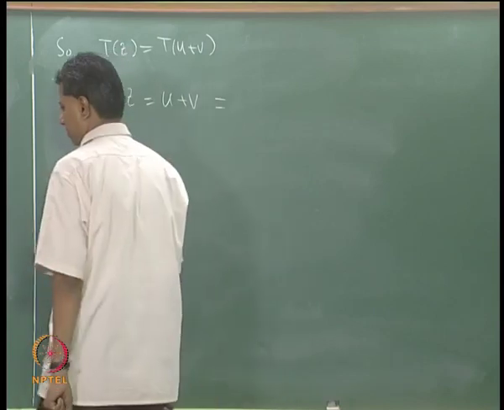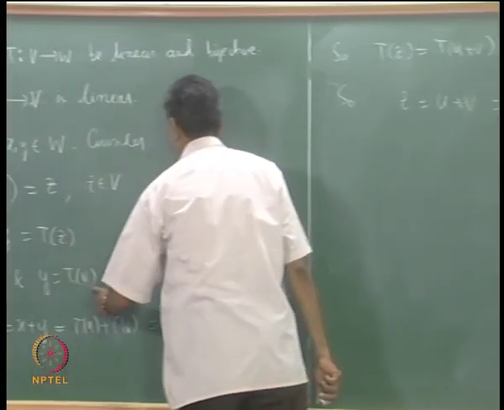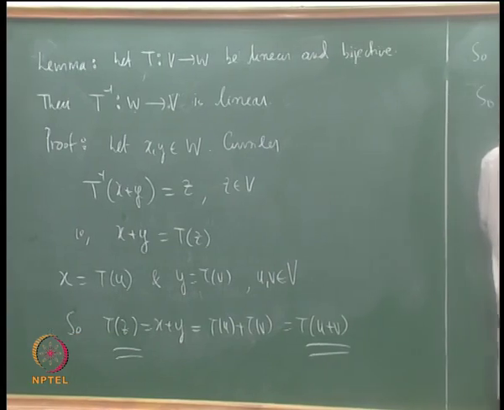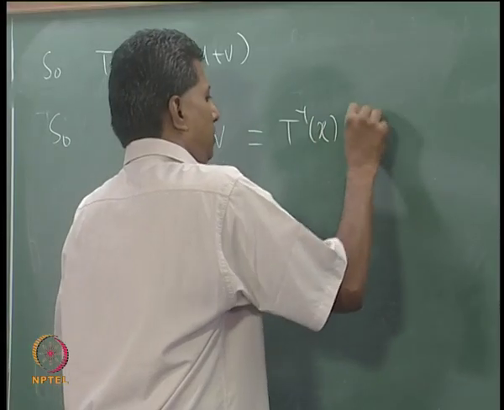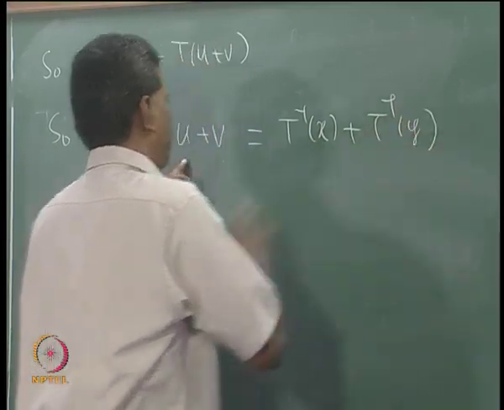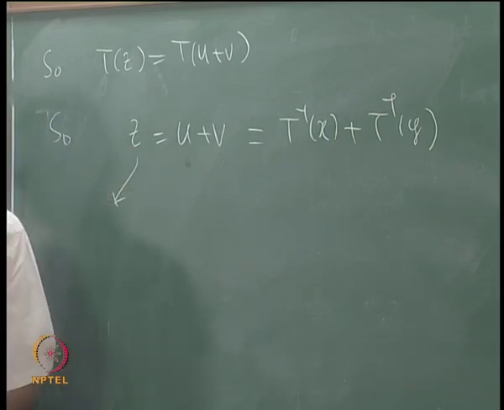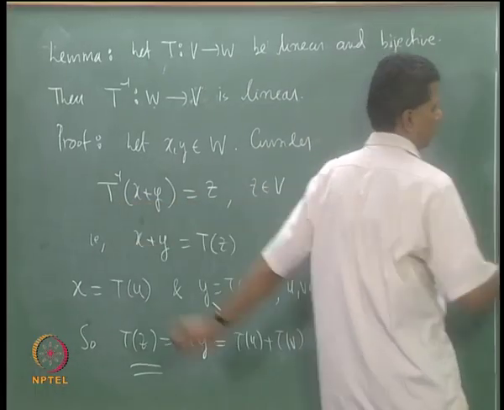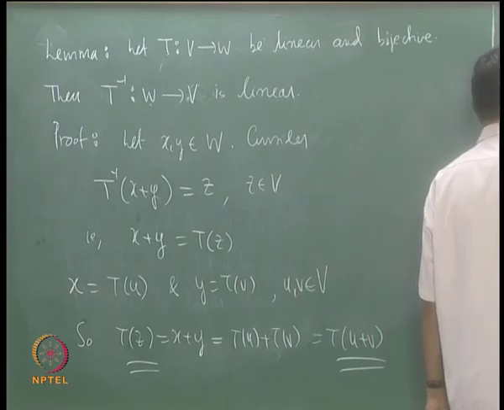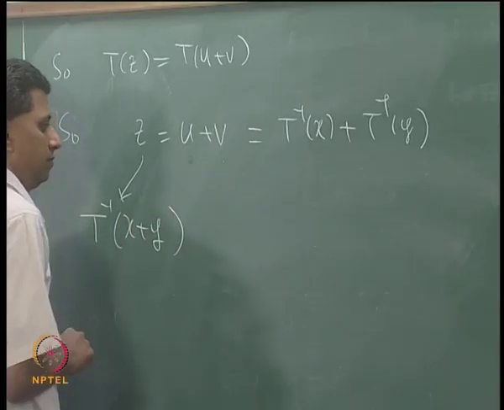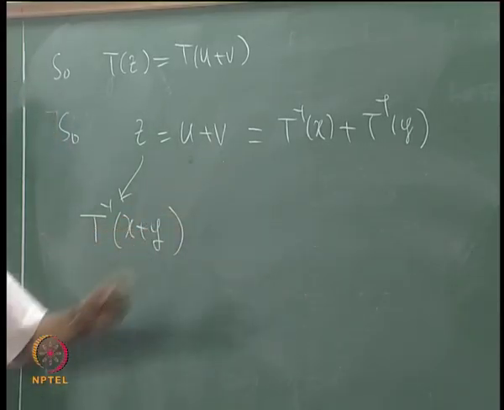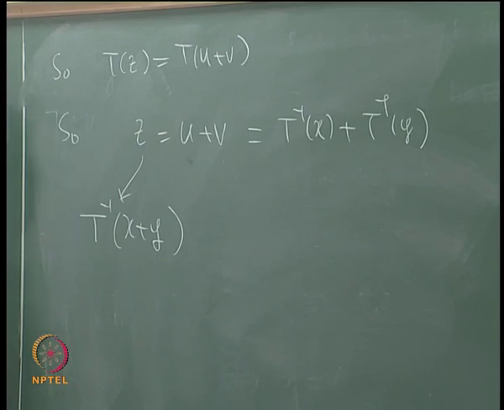u plus v, Tu is x, Tv is y. So this is T inverse x plus T inverse y, but z on the other hand is T inverse of x plus y. So that is equal to T inverse x plus T inverse y. So T inverse is additive.